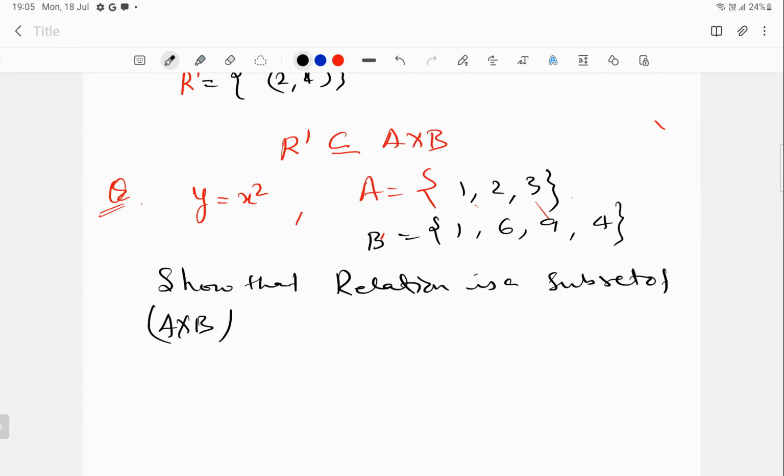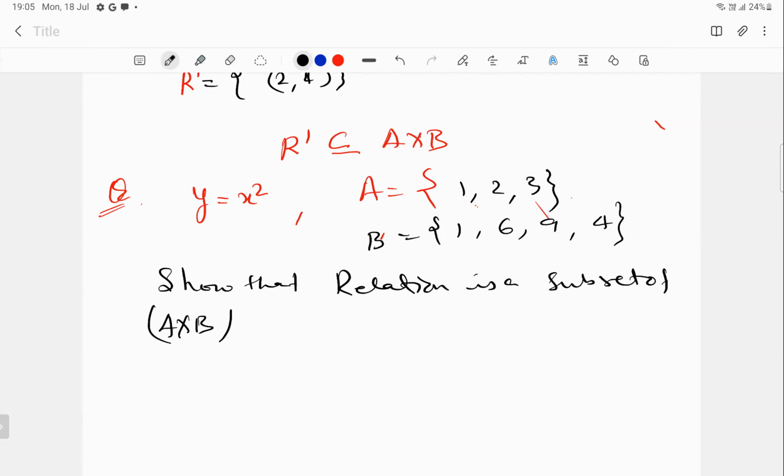Okay, let's see the solution. A cross B, can you guys tell me what is A cross B, the Cartesian product? It is 1 1, 1 6, 1 9, 1 4, right? All the elements. So I solve. Okay, fine.